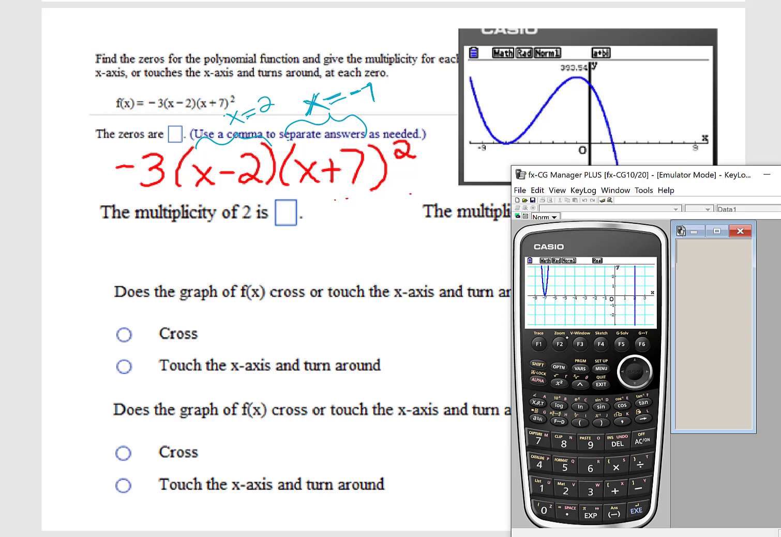Now remember, I don't want to just trust my eyes, so it's good that we have tools on the calculator, such as GSolve, F5, and then I'm going to press F1 for root, and boom, it identifies the leftmost root at negative 7. And sure enough, I see there that it touches and turns around. And then I can arrow to the right, and boom, it identifies x equals 2.